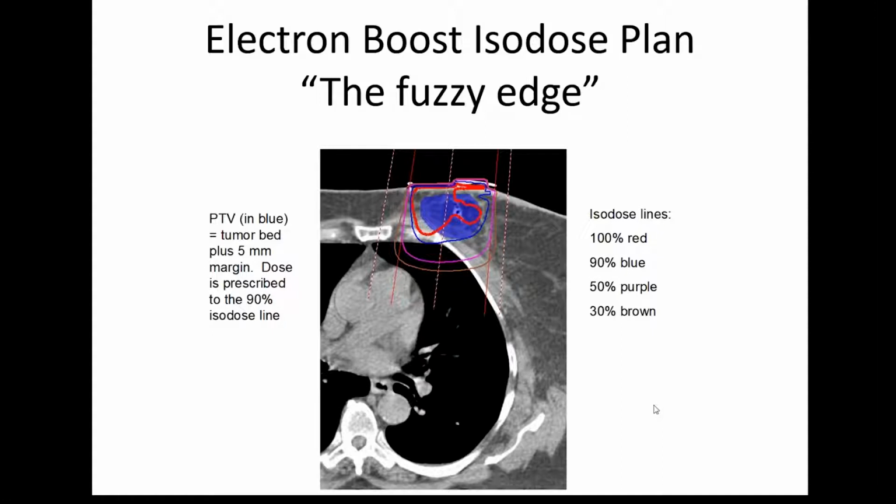And apart from some of the localization issues associated with CT that I'll get into, just electrons themselves can be a challenge when delivering boost radiation to the breast, including the fact that there's what I call the fuzzy edge or uncertain penumbra along the edges of an electron beam. And as most of us prescribe to the 90% isodose line, that 90% isodose line is bowing inward at depth. That must be taken into account as we plan our PTV, our planning target volume. Next slide.